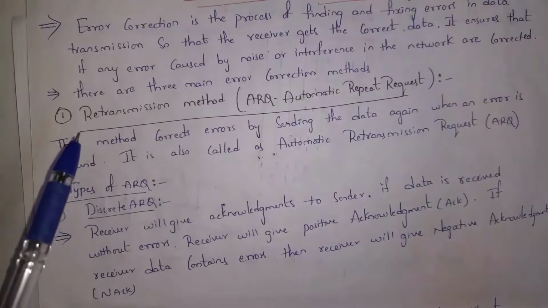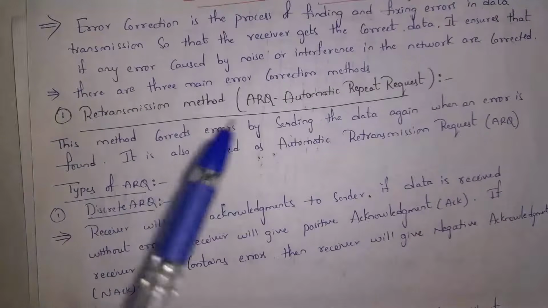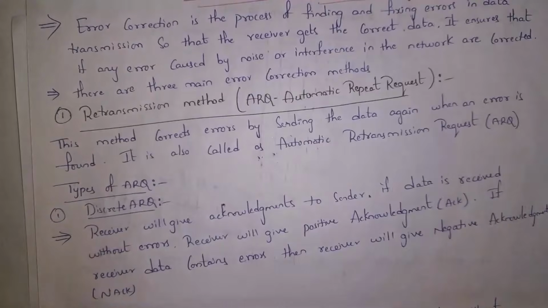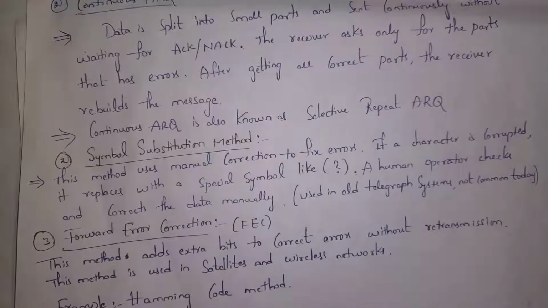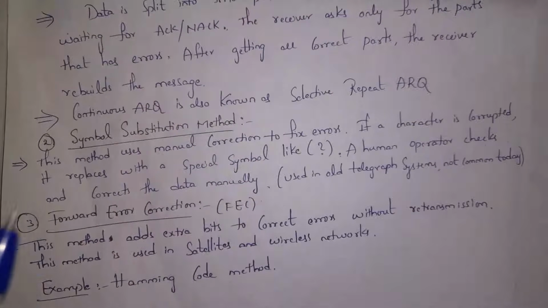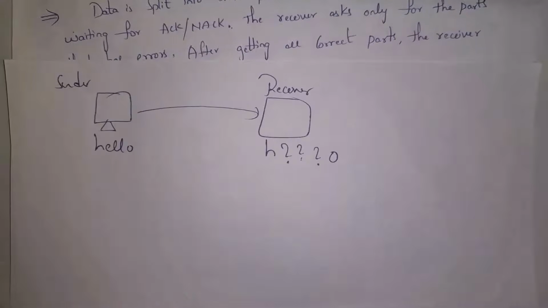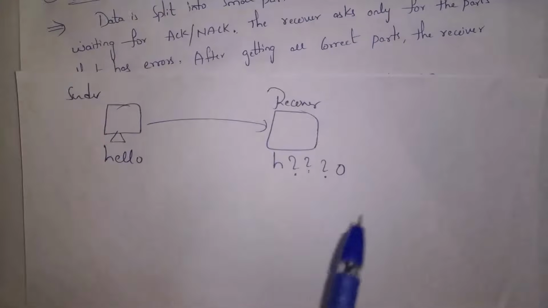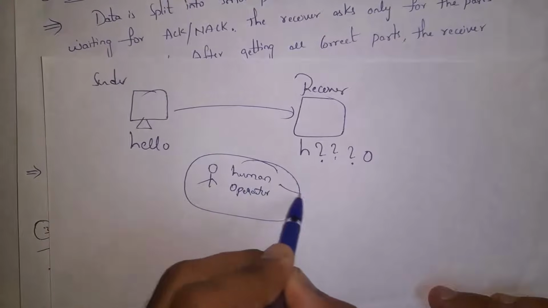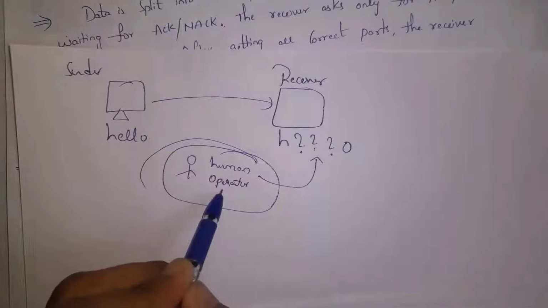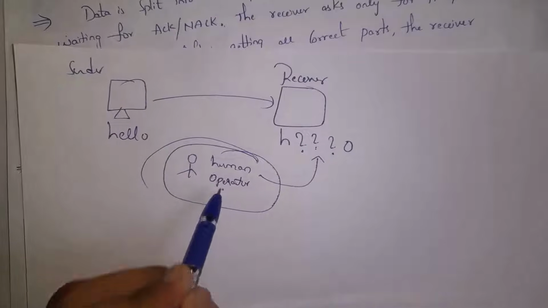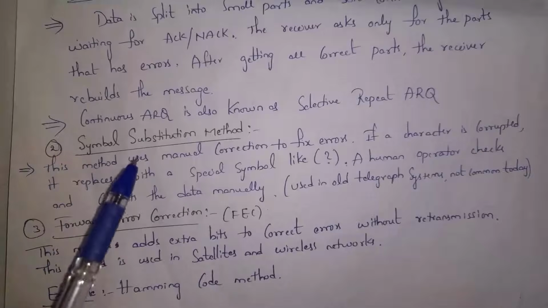So first error correction method is retransmission method. We also call it as automatic repeat request method, that is ARQ method. And whereas second one is symbol substitution method. Name itself says symbol substitution. Whenever receiver receives any characters with error, this symbol substitution method will include some special symbols like question mark symbol if any characters are corrupted. And there will be human operator who will identify these question marks, and then this human operator will correct errors manually.